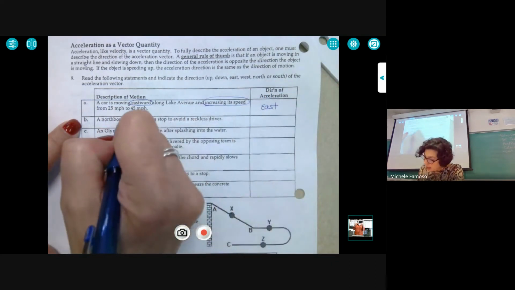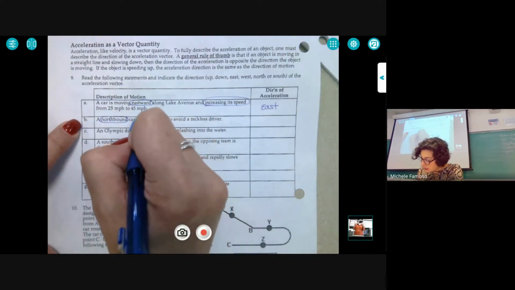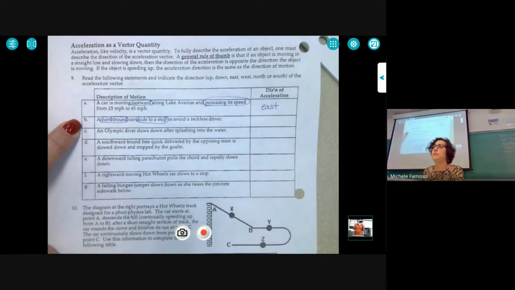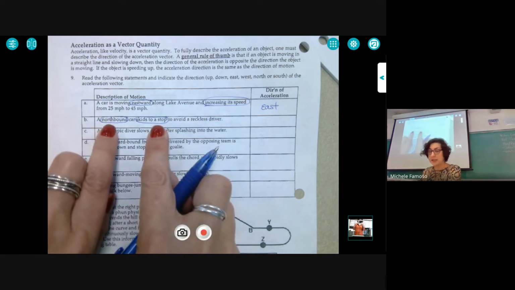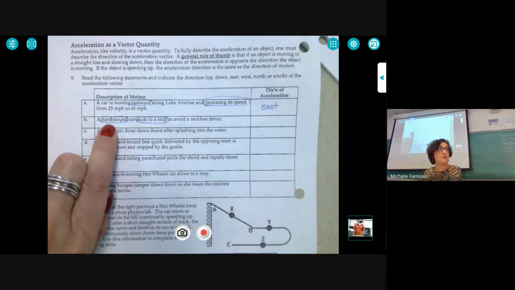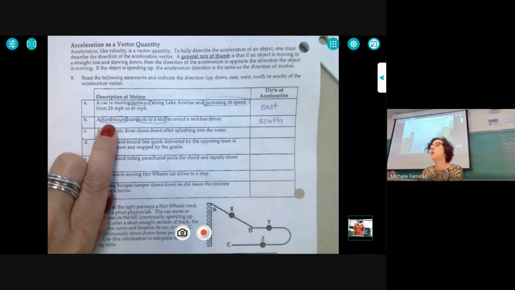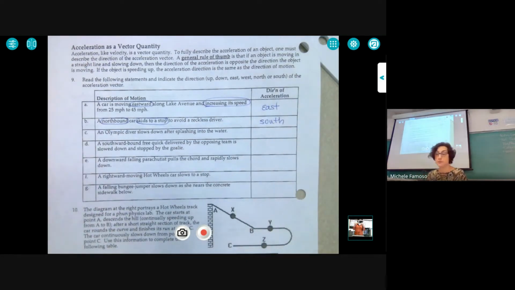B, a car is headed to the north and it skids to a stop. If it's skidding to a stop, what does that mean the car is doing? Slowing down. It's headed north and slowing down. What's the rule about acceleration? Opposite direction. So what is opposite of north? You got it. See, that's what I'm asking you to do for each of these questions.